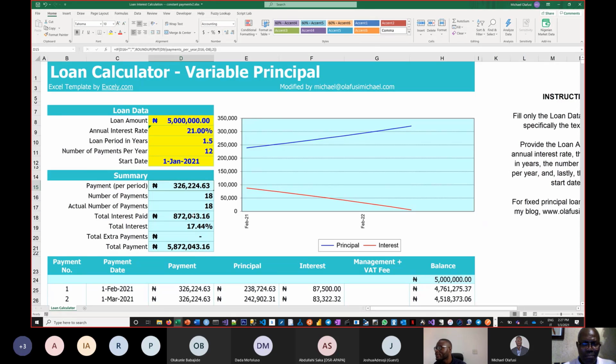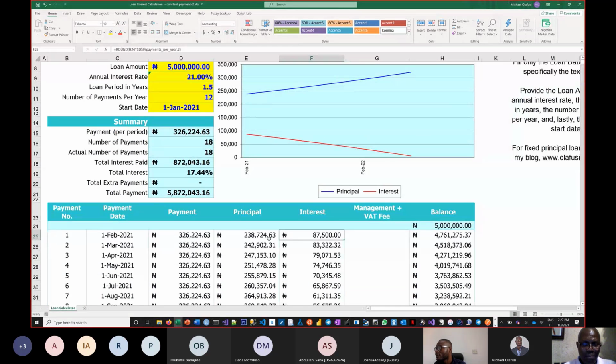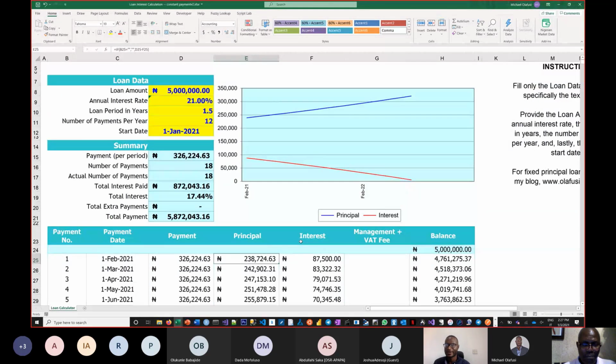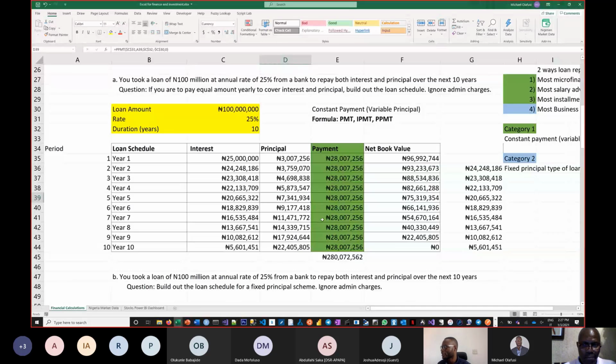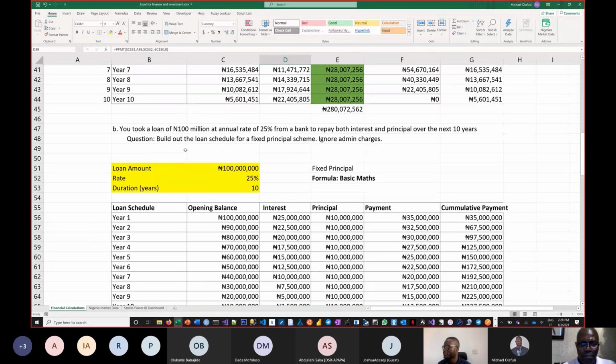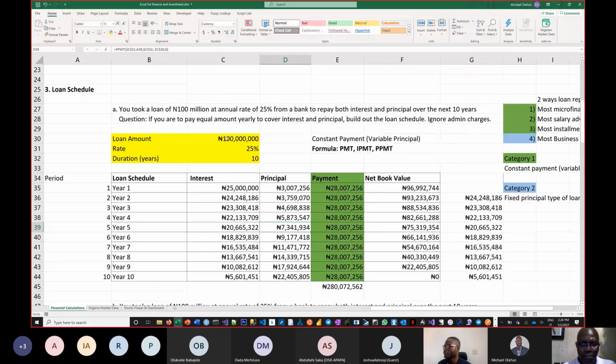Okay. Anyway, this is clear enough. I'm going to move on to the second type of loan. If you have any questions, please feel free to ask. So I'm going to go to the second type of loan. The same conditions, the same 100 million naira, 25%, and 10 years duration.